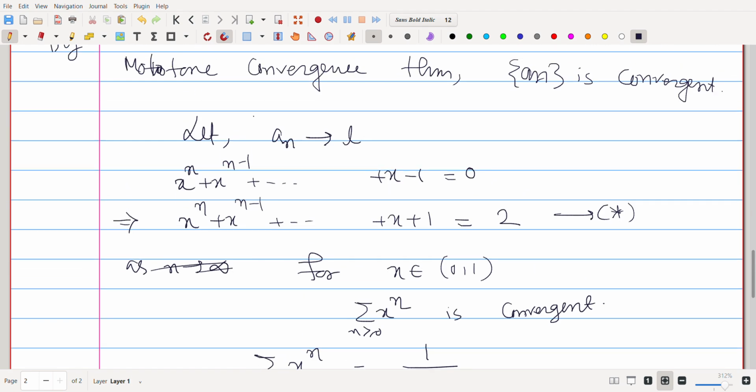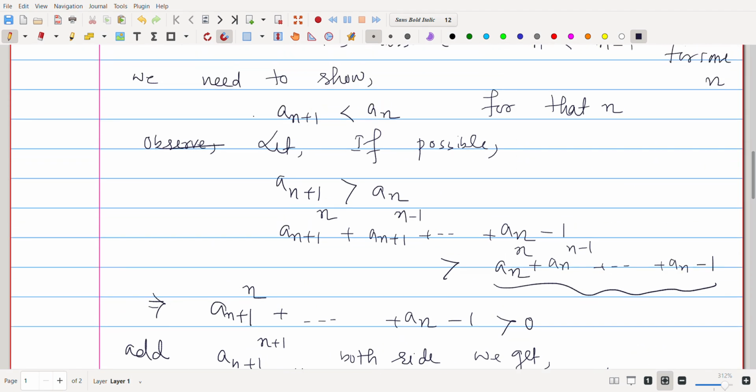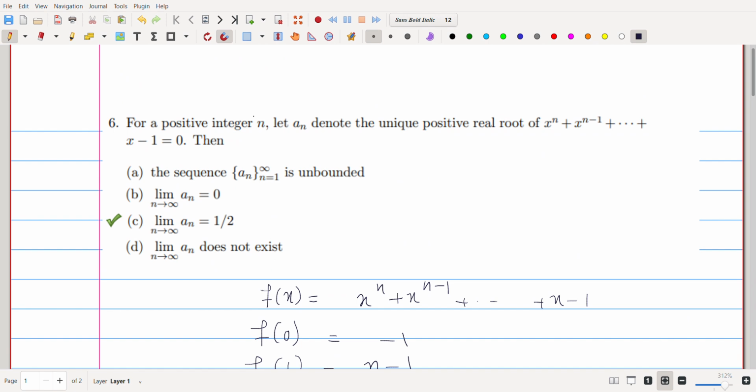Hence, by using the basic conception, we can clearly see that the limit of a_n as n goes to infinity is half. Hope it is clear to all of you.